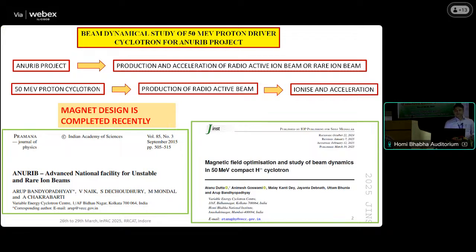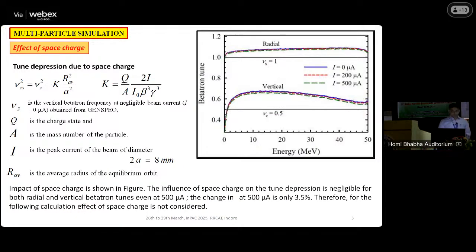So recently we have completed the magnet design and physics design, and it has been published in this paper. But the beam dynamics we have presented in that paper is different from what we are presenting here. From the designed magnet, first we calculated the magnetic field in a plane, and from that magnetic field we calculated the static equilibrium orbit. That means these are the orbits where we assume that along an orbit the energies remain the same.